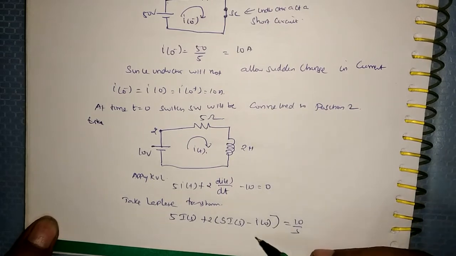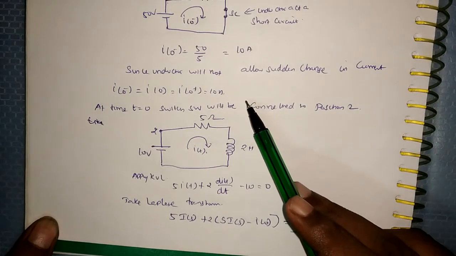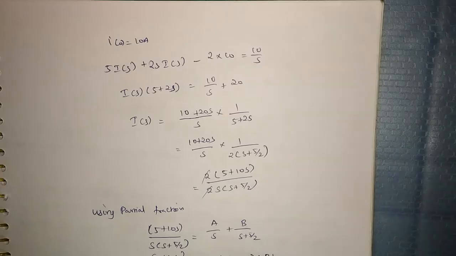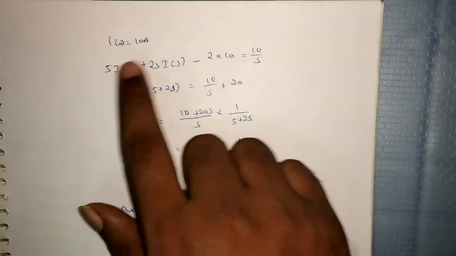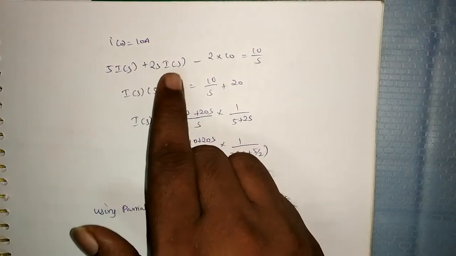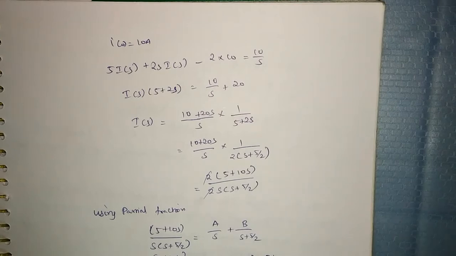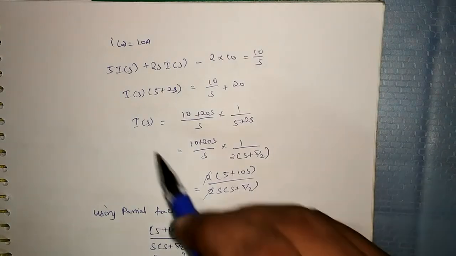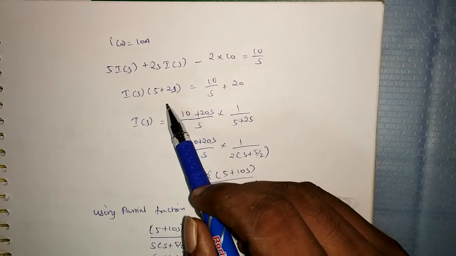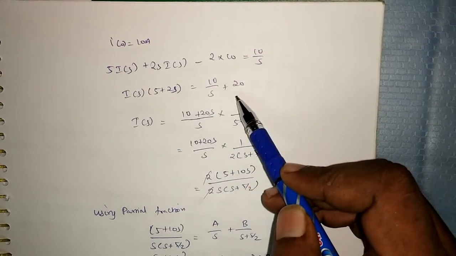I can replace this I of 0 with the initial current which we calculated in the previous step, which is 10 amperes. So 5 I of s plus 2 s I of s minus 2 times 10 equal to 10 by s. Taking I of s outside, 5 plus 2 s equal to 10 by s plus 20.